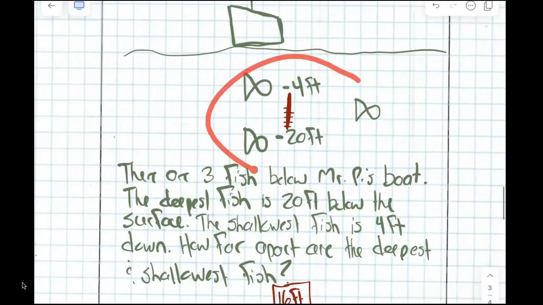These two fish, remember these guys? Are they negative 16 feet apart, or are they 16 feet apart? 16. Is it possible to be negative anything feet apart? No, so that's kind of tricky with negative numbers, right? We've got to be careful. We've got to read and put it in our own words.